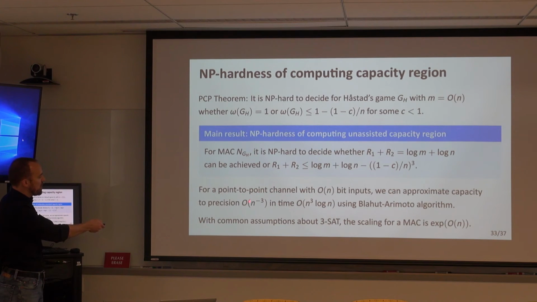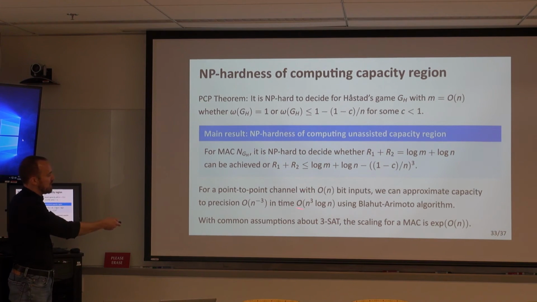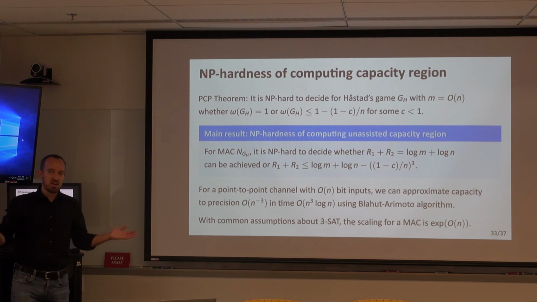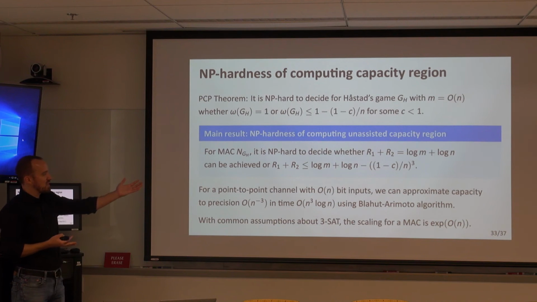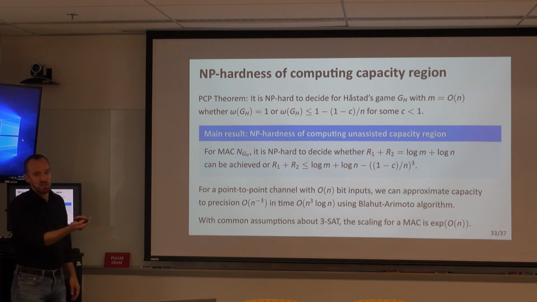And if you want to approximate the capacity to precision 1 over n cubed, this algorithm does that for you in time n cubed log n. And if you believe that 3-SAT is hard, then our result tells you that to do the same thing for the capacity region of a MAC, this is exponential in n.